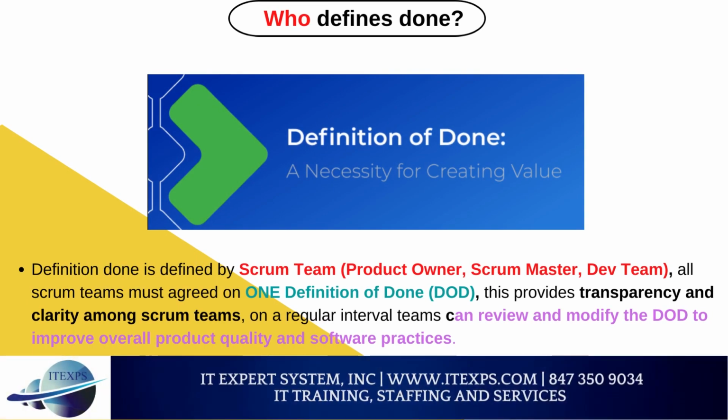Who defines done? Definition of done is defined by the Scrum team: Product Owner, Scrum Master, and Dev Team. All Scrum teams must agree on one definition of done. This provides transparency and clarity among Scrum teams. On a regular interval, teams can review and modify the DOD to improve overall product quality and software practices.